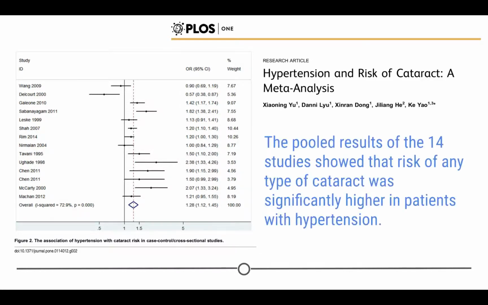So taking a look at this plot, we can glean, we can interpret, that the pooled results of 14 studies show that the risk of any type of cataract was significantly higher in patients with hypertension.